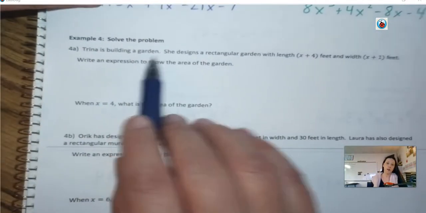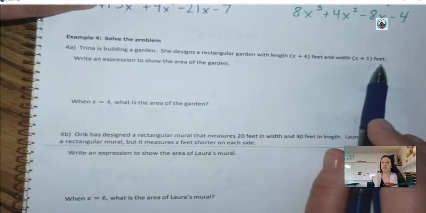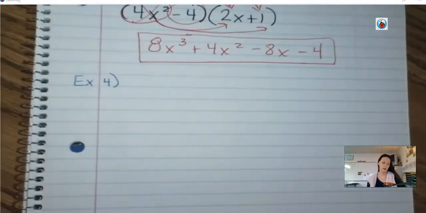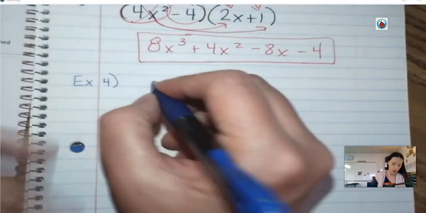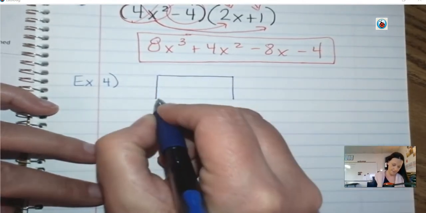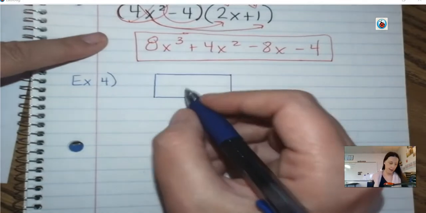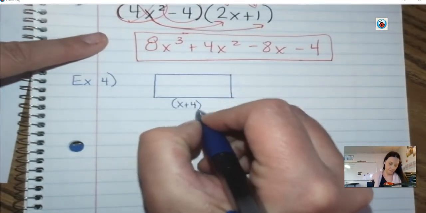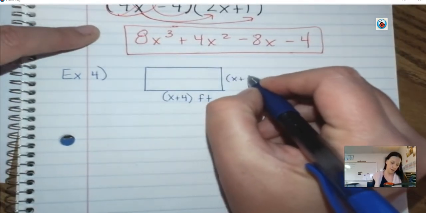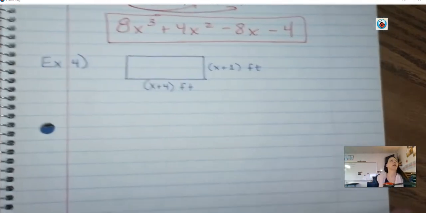Trina is building a garden. She designs a rectangular garden with a length of x plus 4 feet and a width of x plus 1 feet. Write an expression to show the area of the garden, and then when x is 4, what is the area? So she's building a rectangular garden. I prefer to see a picture, so I'm going to draw one. The length is x plus 4 feet. The width is x plus 1 feet. And then it asks about the area.